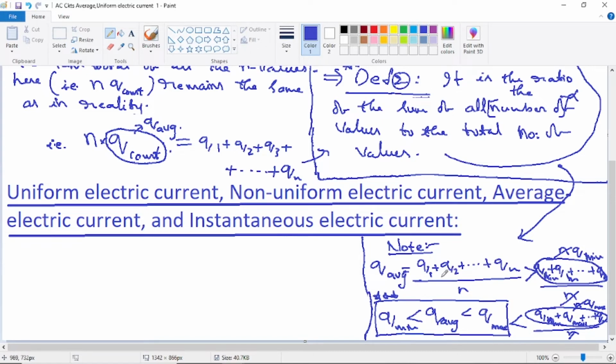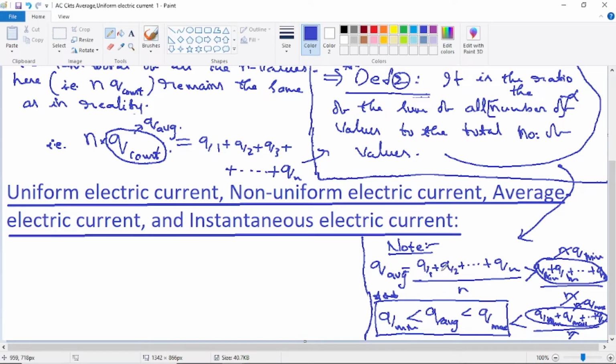Now assume, in some very special situation, that a certain quantity, when it is measured n times, gives all the same values. By some coincidence, all the 60 students of the class get exactly equal physics marks, say 100 out of 100. This is 100, 100, 100, 100, all the 60 students 100. Then what is the average? 60 into 100 by 60 is 100. So the class average is also exactly equal to each student's marks.